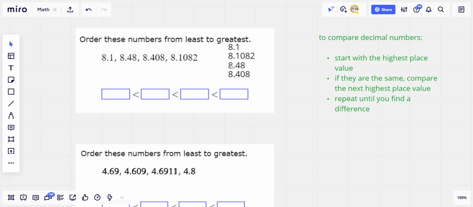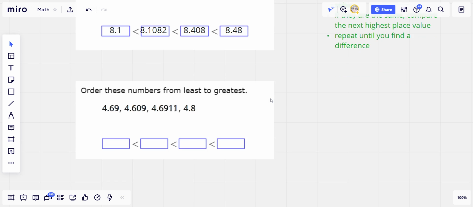Okay, how about this one? We've compared the ones, they're 8s. We've compared the tenths, those are both 4s. Next, in the hundredths, we have an 8 and a 0. Well, 8 is bigger than 0, so we've got to put the bigger one below. All right. Now we have them in the right order. Let's just put them in the boxes where they belong. So this is 8.1 is less than 8.1082, which is less than 8.408, which is less than 8.48. Done.